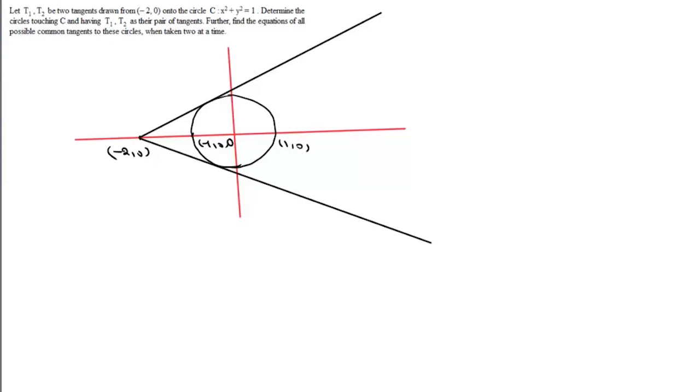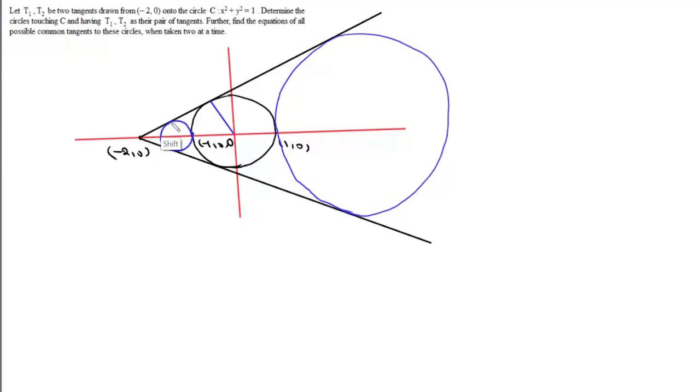So we need to find equation of circles which touch this given circle and also these two lines. So we'll have two such circles, one here and another one which will be drawn like this. And further find equation of all possible common tangents to these circles when taken two at a time.